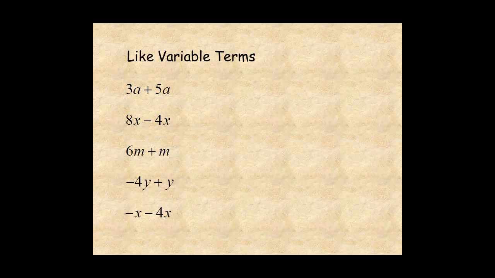Like variable terms are terms with the same variables. To combine terms, add their coefficients. For example, 3a plus 5a is (3 plus 5)a, or 8a. And 8x minus 4x is (8 minus 4)x, or 4x.